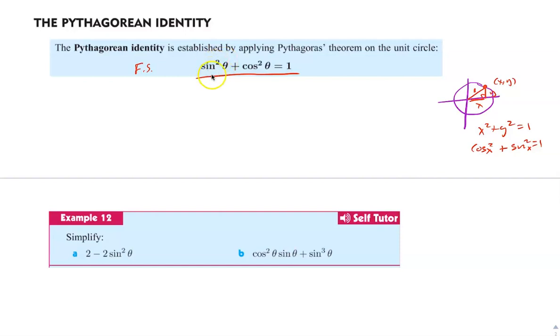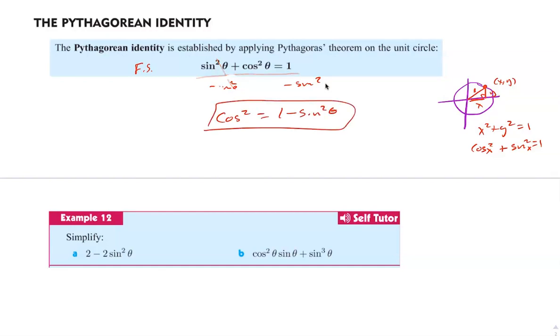If I solve this formula for sine, I subtract sine squared from both sides, these would cancel out, and you just get cosine squared equals 1 minus sine squared. And this is equally as important. We use this almost as much as we use the other one. If we do the same thing for cosine, solve for sine, subtract cosine squared from both sides, you get sine squared equals 1 minus cosine squared.